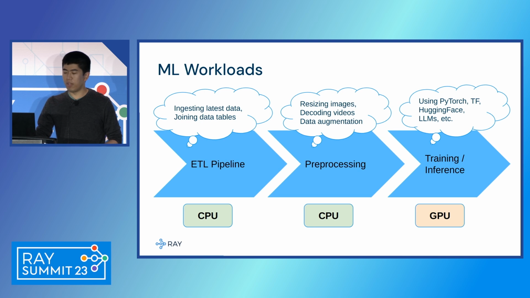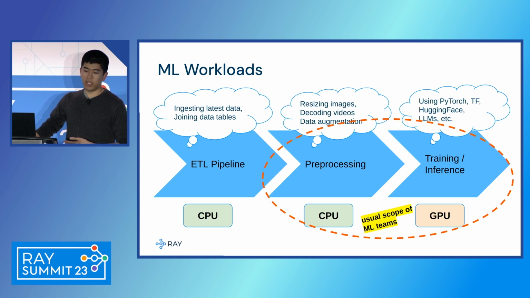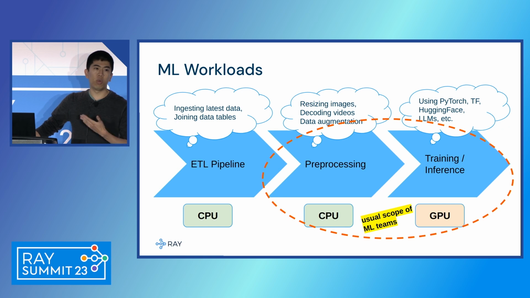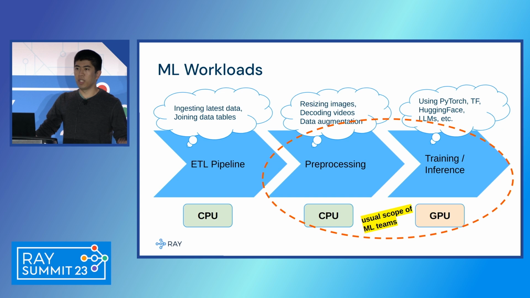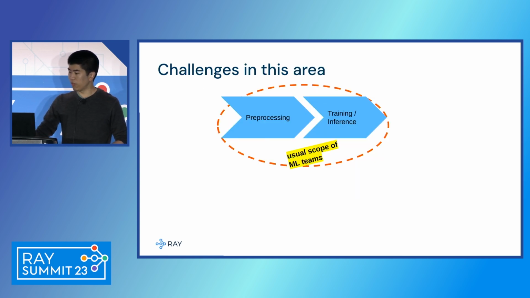In very general terms, the first two steps are typically run on a lot of CPUs. They might be CPU intensive. And the latter step is often running on GPUs. When you think about the ML team or ML organization, the latter two steps are what we care about most of the time. The first step might be a different org, like a data team or something like that. So we're going to focus on challenges in this area and how to solve them.